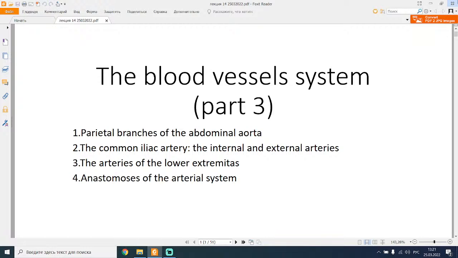Today, the topic of the lecture is the blood vessel system, part 3. Next question: the parietal branches of the abdominal aorta, the common iliac artery, the internal and external arteries, the arteries of the lower extremities, and anastomosis of the arterial system.